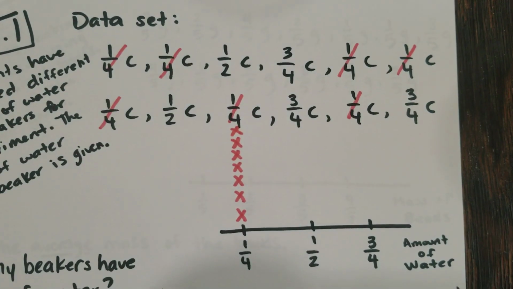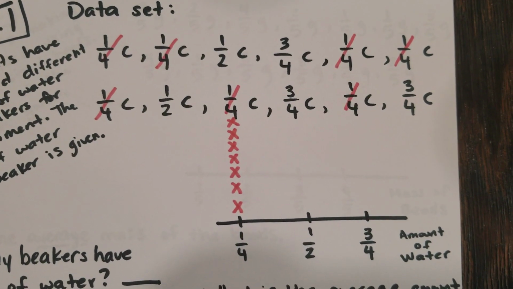Ooh, almost ran out of room. 7 X's. Okay, did I get them all? It looks like I did.